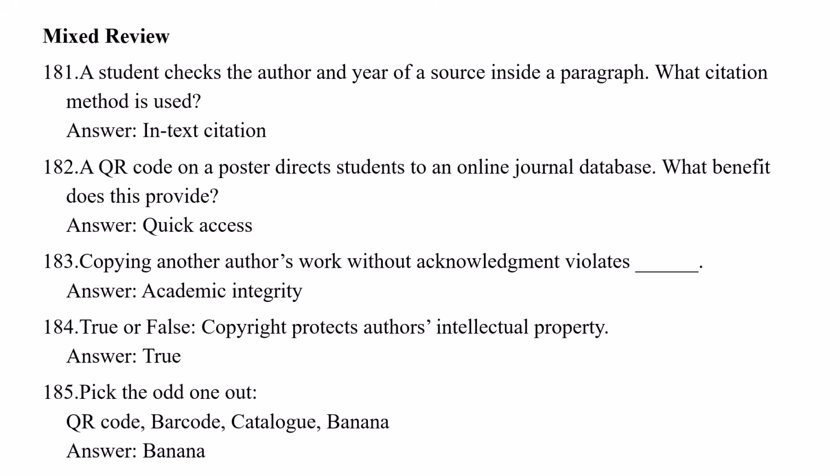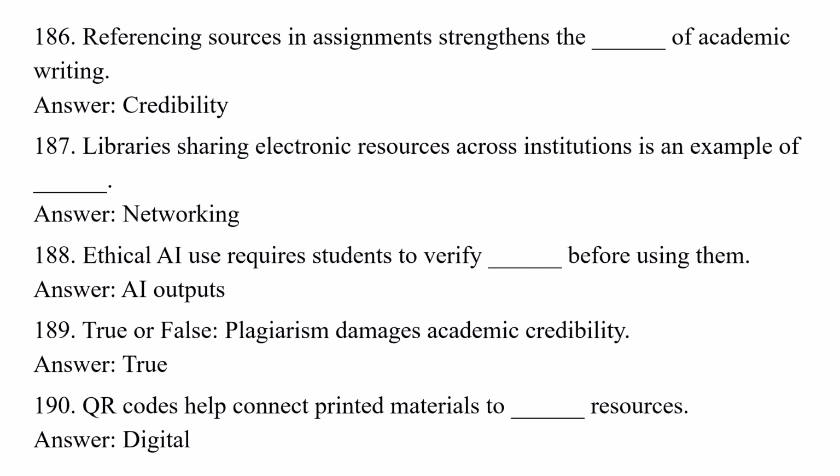The one that is not supposed to be here. If you talk about QR code, barcode, catalog, or banana, banana should not be here. Referencing sources in assignments strengthens what? Credibility in your academic writing. Libraries sharing electronic resources across institutions. It's a form of networking. Ethical AI requires students to verify their AI output to avoid what we call black boxes. Plagiarism damages academic integrity. That's true.